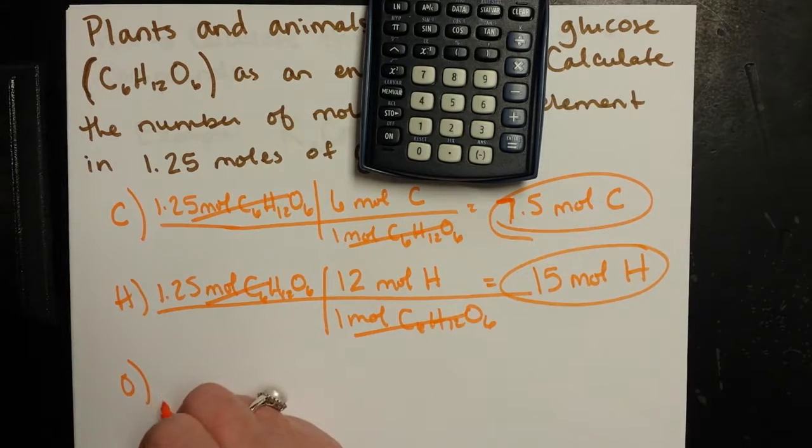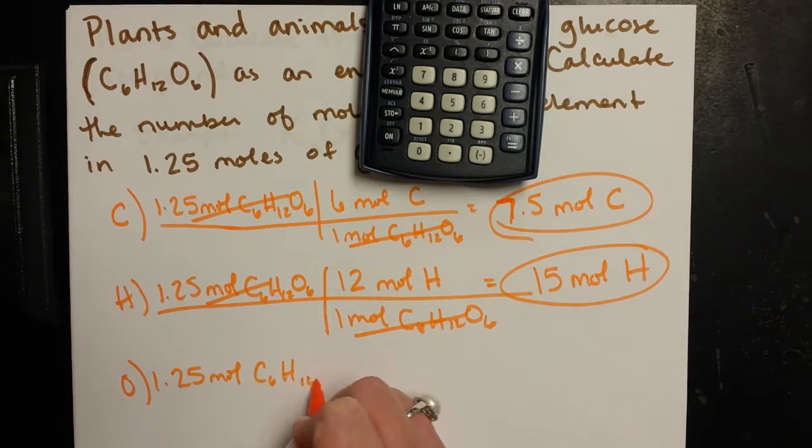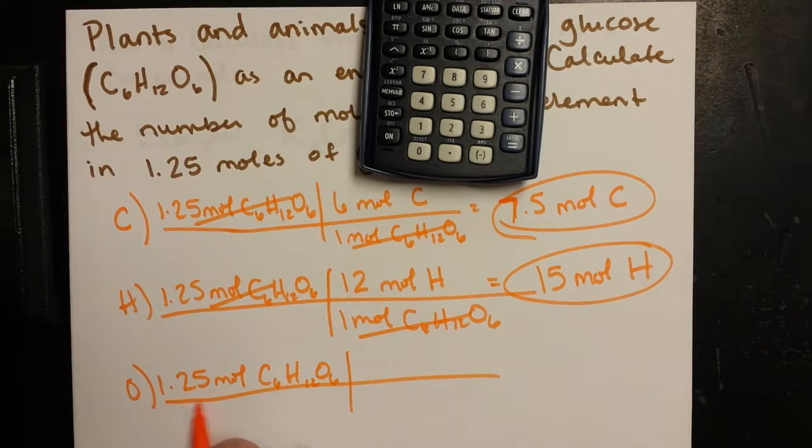And let's go ahead and do oxygen now. I want to point something out ahead of time. The ratio of carbon to oxygen in this compound is 6 to 6, or 1 to 1. So whatever number of moles of carbon atoms I have, I should have the same number of moles of oxygen atoms. So I should still get 7.5. Let's just do the math and double check. Going ahead and getting an idea for what your answer should be a lot of the times can help you make sure that you're setting up properly.